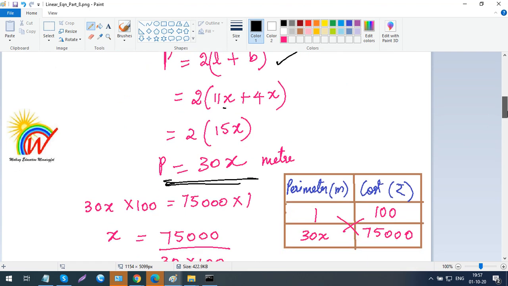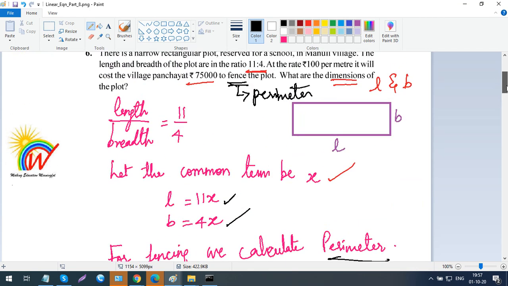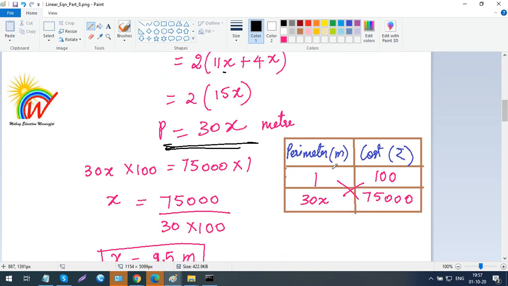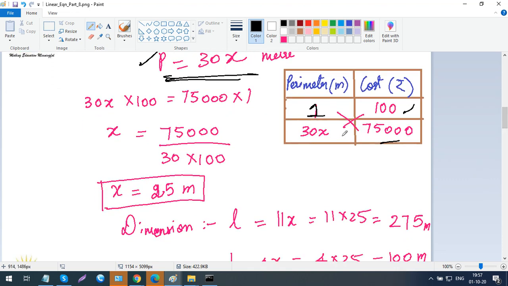Now we can go with the table method. They are saying that for every meter it costs rupees 100. So if our perimeter is 1 meter, it costs rupees 100. You just make a table like this, and for 30x, that's the total perimeter, how much will it cost? It's costing 75,000, that's given in the question. So let's cross multiply. 75,000 and the 1 get multiplied, and 30x and 100 get multiplied. Put an equals sign in between, and you find the x.